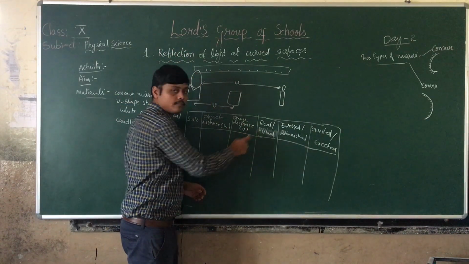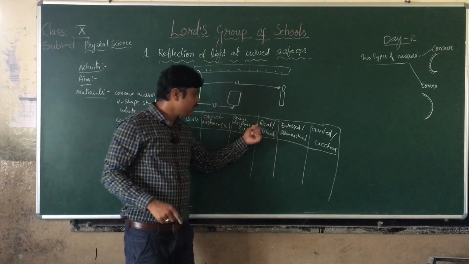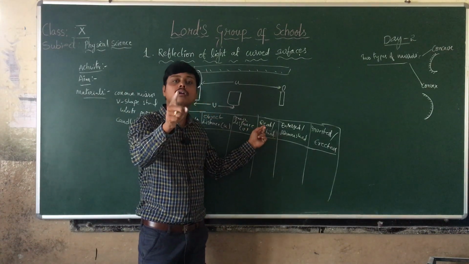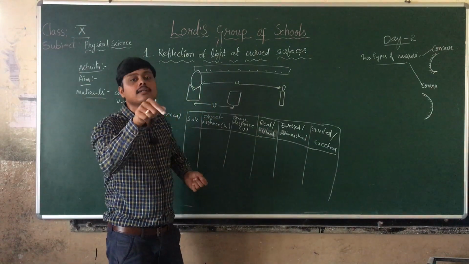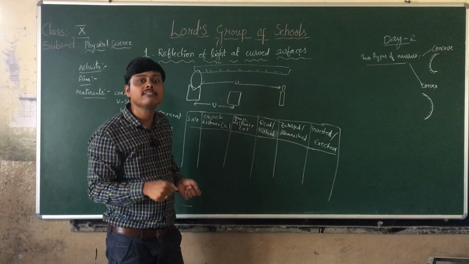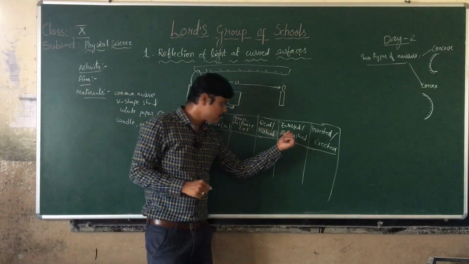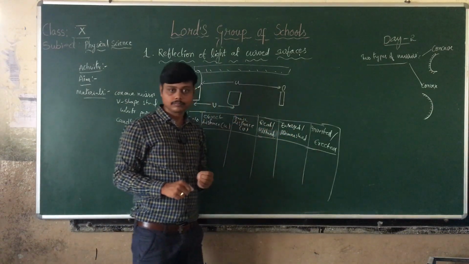That is called virtual. Okay, now. Real image means which can be caught on the screen. Virtual image means which cannot be caught on the screen. With reference to the screen we are defining this. Okay. Next, let us go to enlarged or diminished.